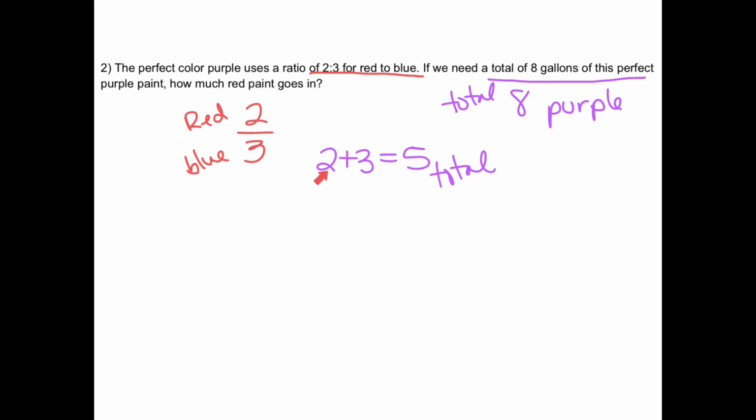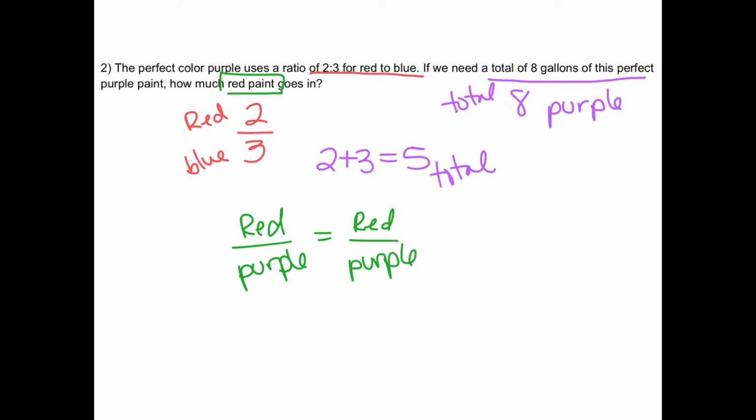We would have 5 total whatever if we had a ratio of 2 to 3. So because we want to figure out how much red paint goes in, we want a ratio that reads red to purple equals red to purple. So we're not actually going to put the number for the blue in there at all. So this will look like 2 to 5 equals R over 8.